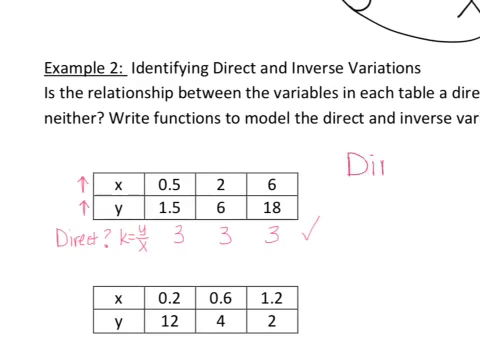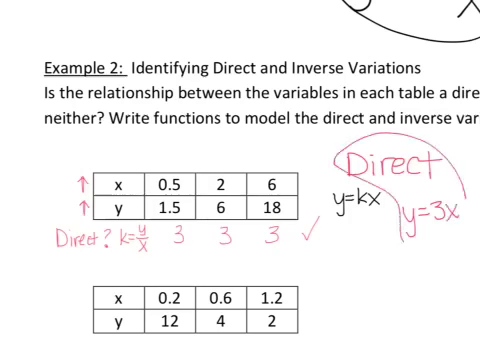Now we have to write a function for it. The formula for direct is y equals k times x. We got that from up above. All we have to do is plug in for k. What does k equal? 3, we figured that out. So y equals 3x. There's your answer.